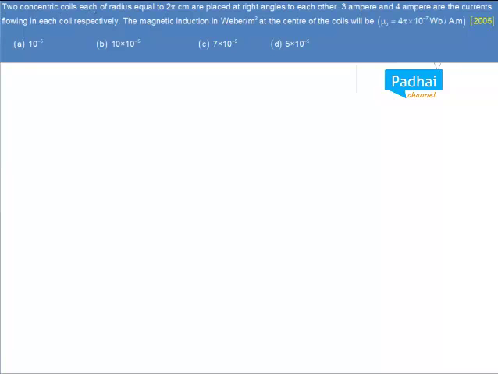Two concentric coils, each of radius equal to 2 pi centimeter, are placed at right angles to each other. Right, they are concentric coils. That means if one of them is like this, the other one will be perpendicular to it, and they have the same common center. They are concentric, right? The radius is 2 pi centimeter.